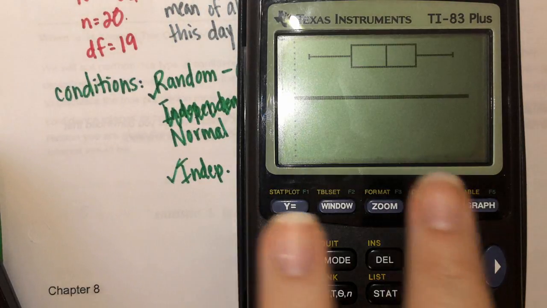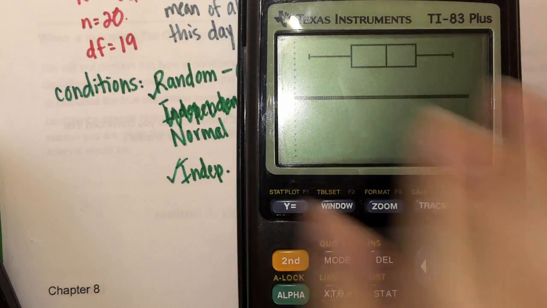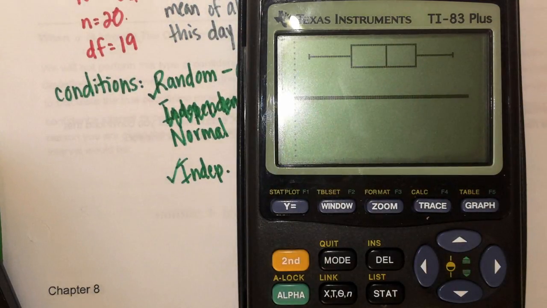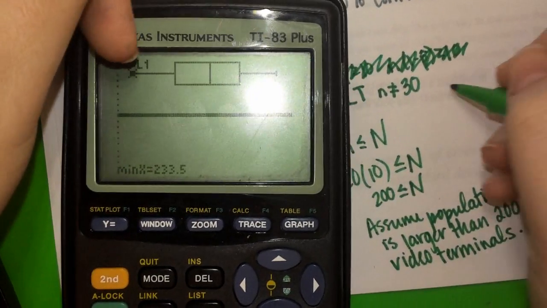Okay, so you and I agree that this looks pretty good and pretty normal, but again, we're trying to convince other people too, so we do have to put this on our paper. So how can I put this graph on my paper really quickly? How do I get the numbers from this graph to my paper? Trace. If I press trace, I know all the 5 things I need to know. I know the min is 233.5.